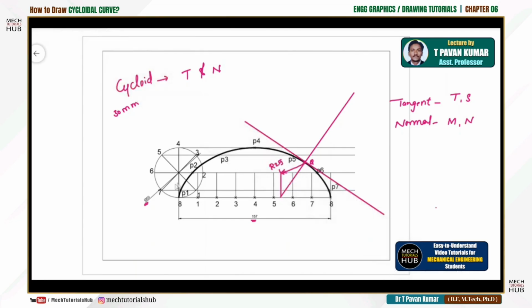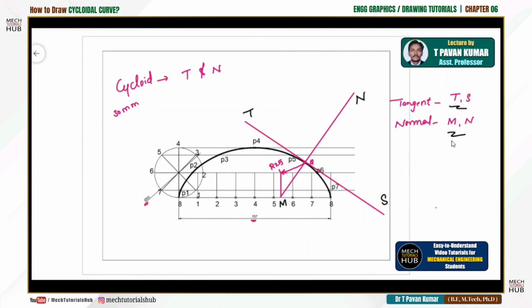Just have a look. The line which is passing exactly through the center is piercing the Q point. Now this particular line is passing tangentially with respect to the curve, so we call that particular line the tangent line, which is denoted with TS. As I said in the beginning, this is denoted with TS and this is denoted with M and N. This is how we develop tangent and normal.